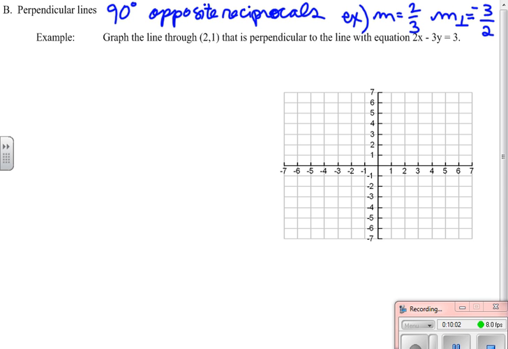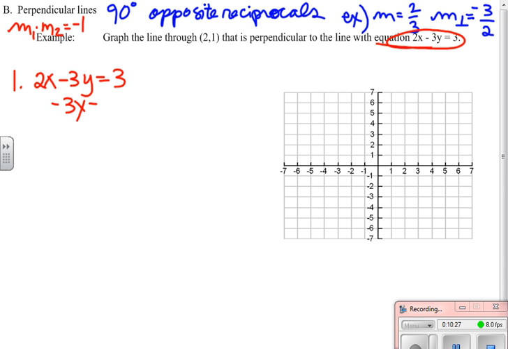Another thing that's true about the slopes of perpendicular lines is that you can multiply them to get -1. So you can always kind of quick check yourself. So we need to find the slope. We're still going to put this in slope-intercept form. X from both sides, divide by -3. My slope of this line is 2/3.